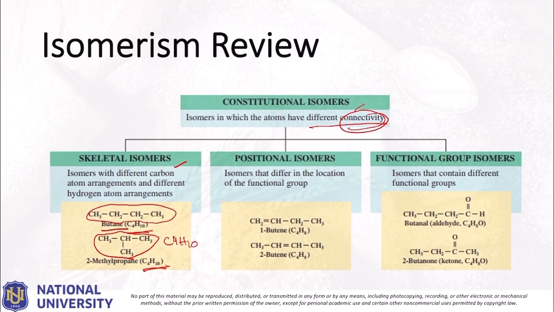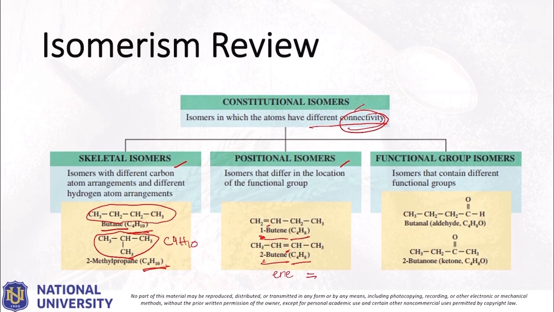Next is the positional isomers. So, isomers that differ in location of the functional group. Again, same molecular formula. We have example 1-butene and 2-butene. Ene means alkene, right? Meaning merong presence ng double bond. So, 1-butene, ibig sabihin, nasa carbon 1 nakalocate si double bond. 2-butene meaning nasa carbon 2 nakalocate si double bond. So that is the positional isomers, different in location of functional group.